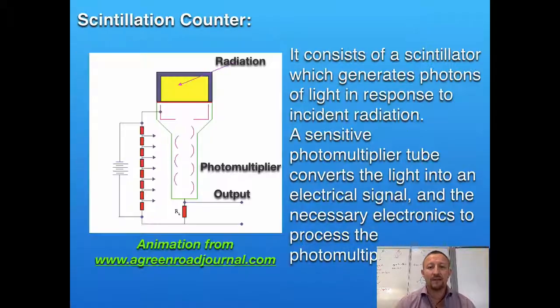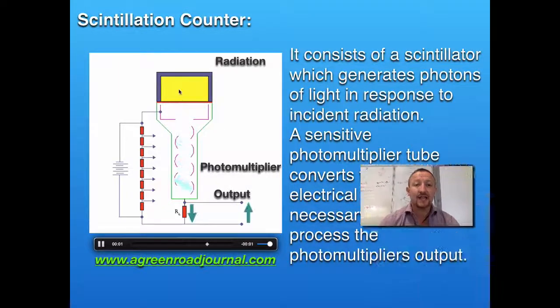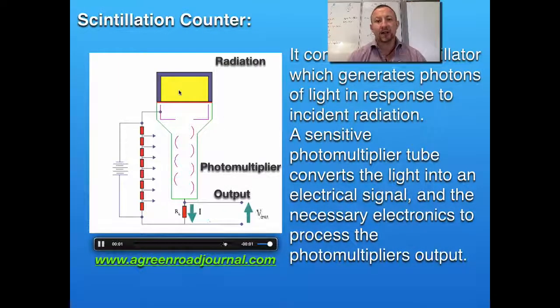So here I've been able to pick up a little animation which shows that we've got the radiation which is generated here. That radiation causes, if you can see just in here, we get that ionization. Ionization then generates that light. That light is then converted into an electrical signal through the photomultiplier, and then it's taken out and counted as an electrical signal using some fancy electronics. We're not going to go into that in any great detail.